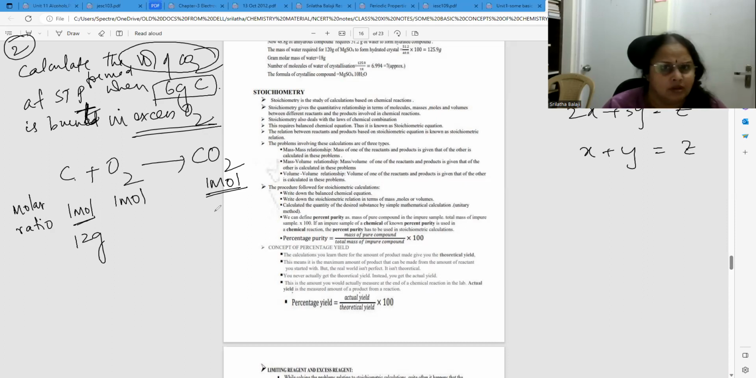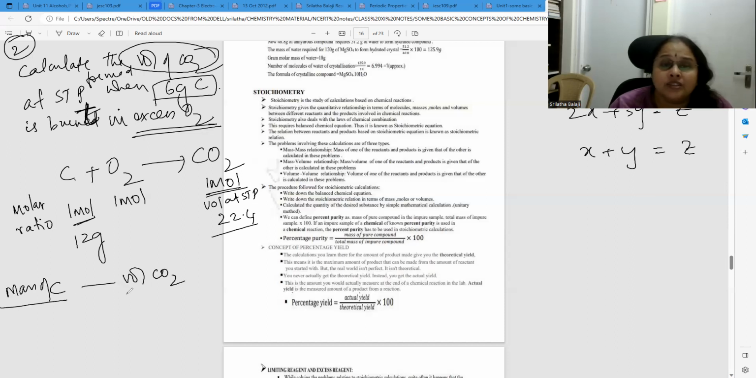44. How is it 44, dear? Volume. I'm not asking you molar mass. Volume. What is the volume at STP? 22.4 liters. Now tell me, why am I not asking you the molar mass? Because the question is asking you the relation as mass of carbon to volume of CO2 that you have to bring in. Are you getting it? That's the mass volume relation. Is that clear?